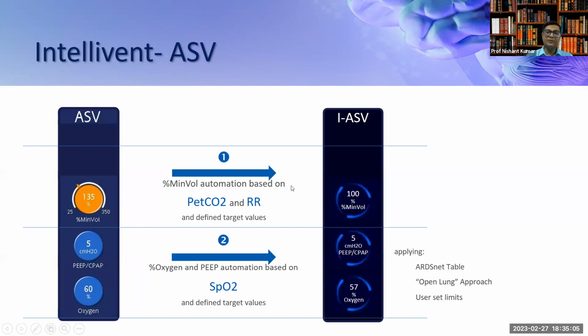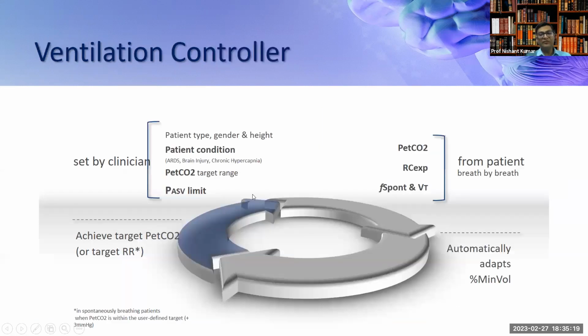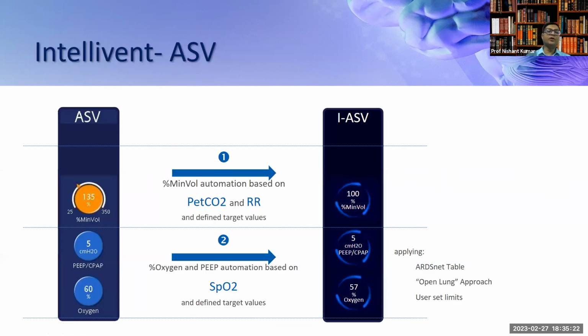That means that it takes input from the ASV algorithm, that is the patient's compliance and resistance, and CO2. Here the CO2 is fed into the ventilator. The ventilator itself decides on the basis of that whether the minute volume needs to be altered or not, and the SpO2 signal which is fed to the ventilator will help decide how much PEEP and oxygen. PEEP again on the basis of the mechanics, and percentage oxygen defined on the basis of the SpO2 using the ARDSNet, open lung approach, or the settings defined by the user.